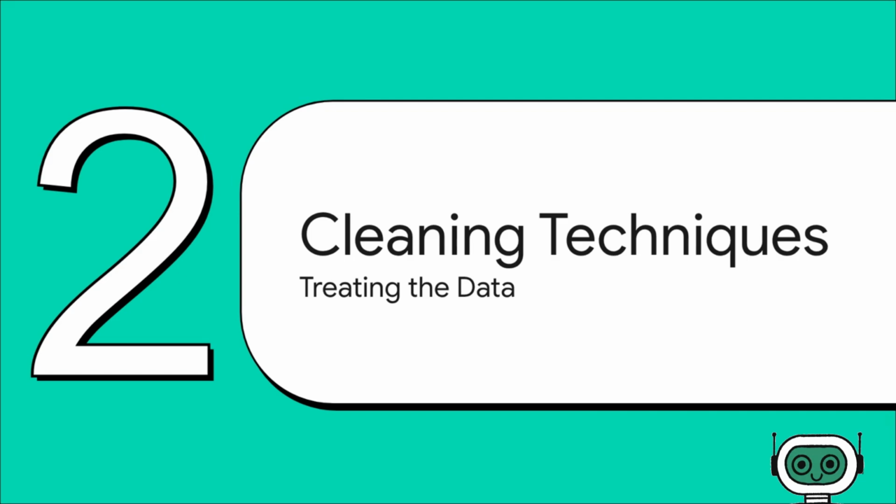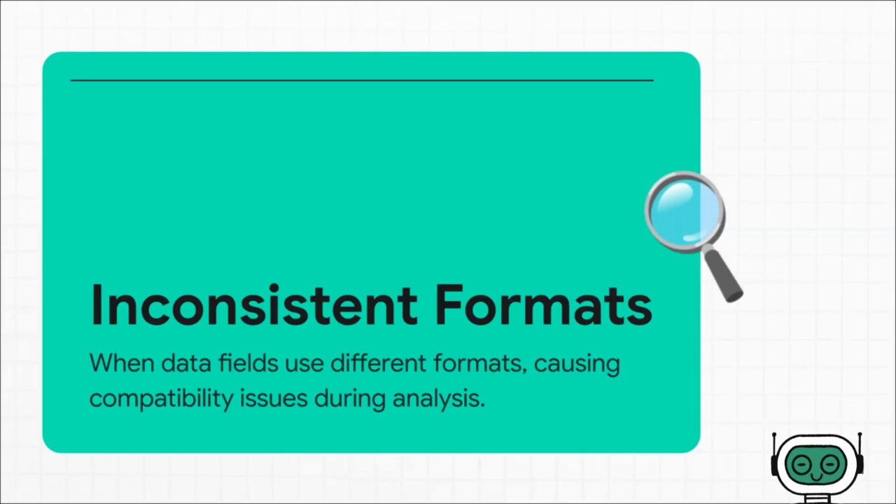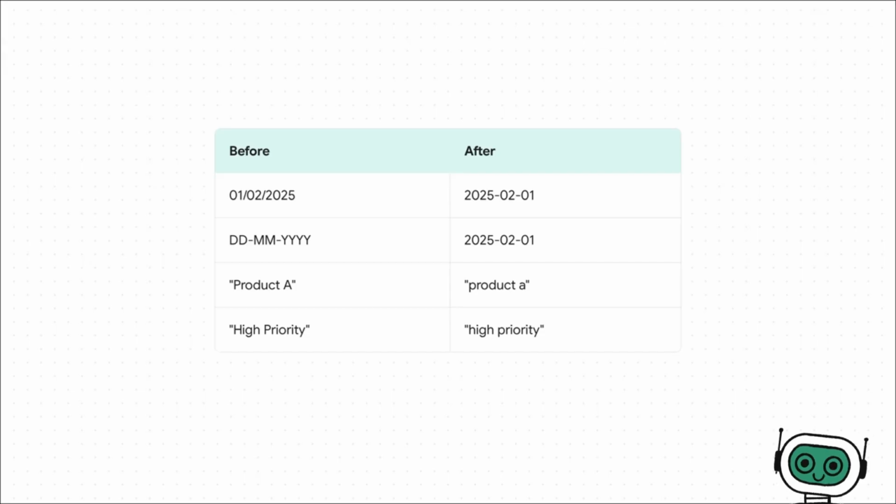Now that we know what to look for, let's talk about treatment. What are the essential techniques we can use to clean up our data? Let's start with those structural errors. The most common one by far is having inconsistent formats. This is when the exact same kind of information, like a date or a name, is stored in a bunch of different ways. Now, you and I can see that Feb 1, 2025 and 01/02/2025 mean the same thing, but a computer just sees 2 totally different text strings.